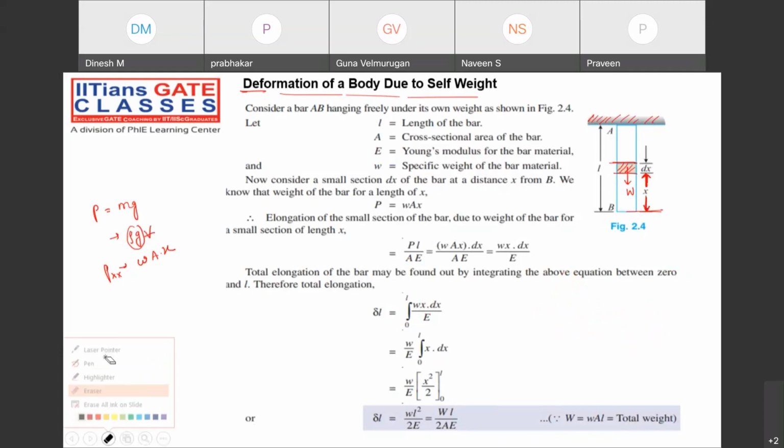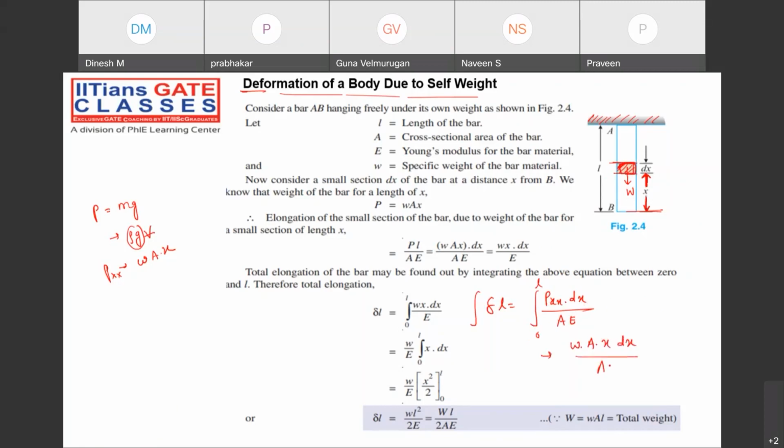If you just integrate, delta L will be P_x dx divided by AE. How much deformation does this small element have? When I integrate it, I will get the total deformation from 0 to L. P_x is what? w into A into x into dx, divided by A into E. A and A will cancel out. I will be integrating from 0 to L. So what will I be calculating? w L square divided by 2E.